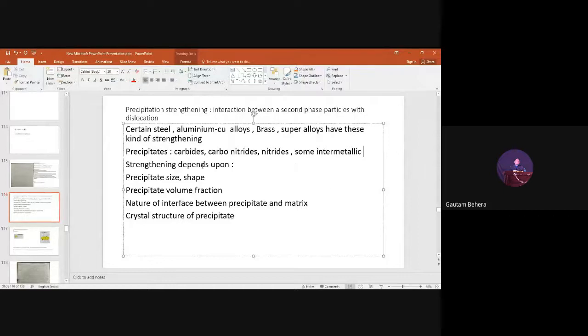Okay, anyways. So finally, I'll end the topic over here. Precipitation strengthening actually depends upon precipitate size and shape, volume fraction, the nature of the interface between precipitate and matrix, and the crystal structure of the precipitate. So these are the important points.